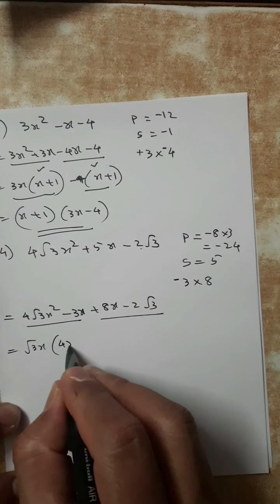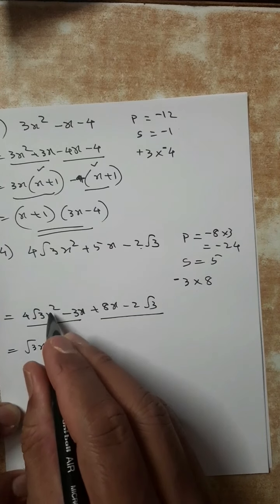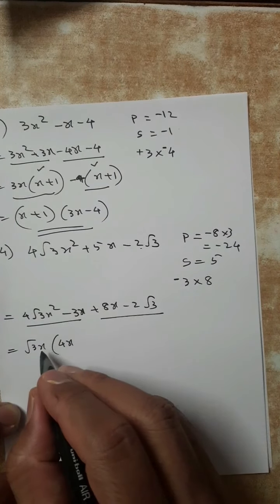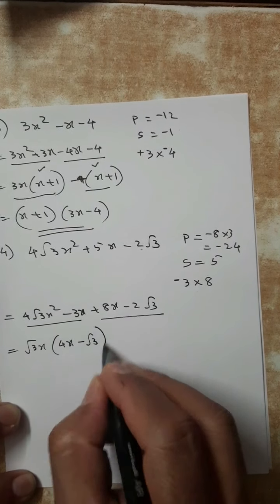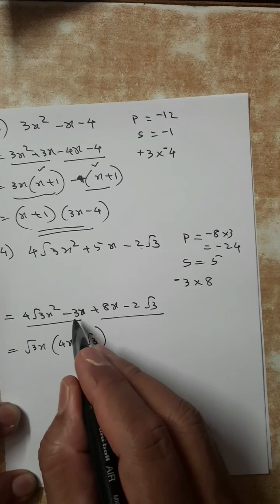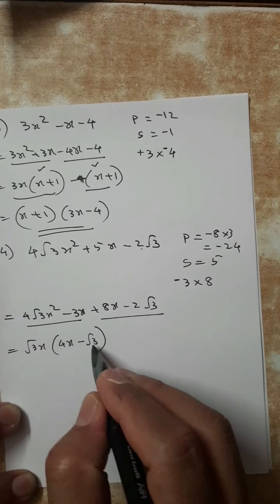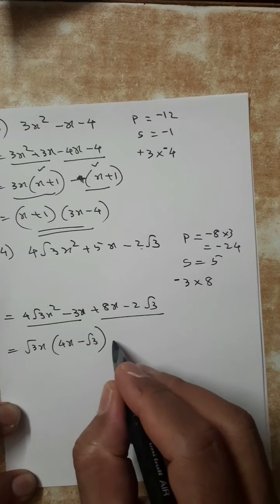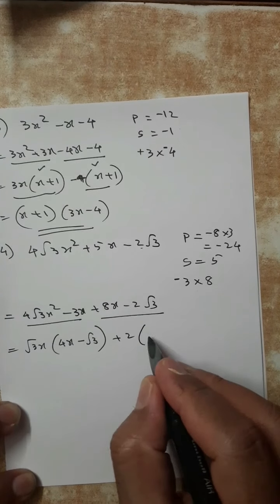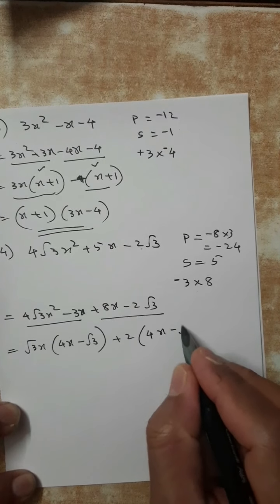So here the balance is 4x. x is taken, so 1 more x. Root 3 is gone, so root 3 is remaining here. x is already taken. Root 3 into root 3 is 3, so 1 root 3 is remaining. What is common here? 2 is common. 2 4s are 8, so 4x minus root 3.